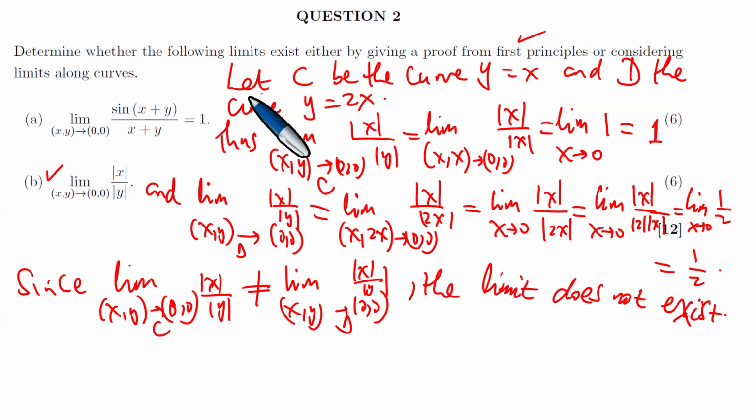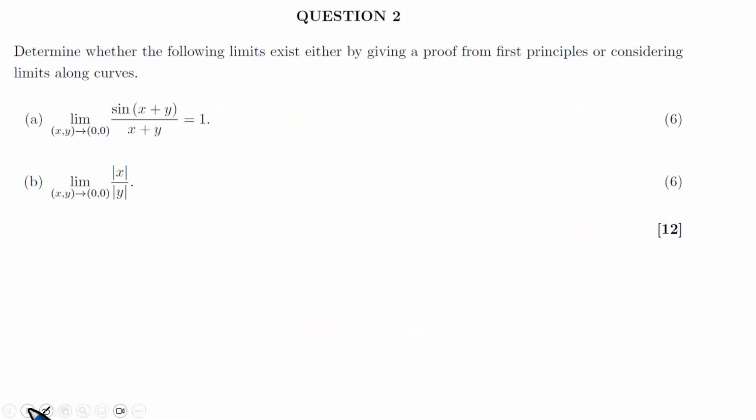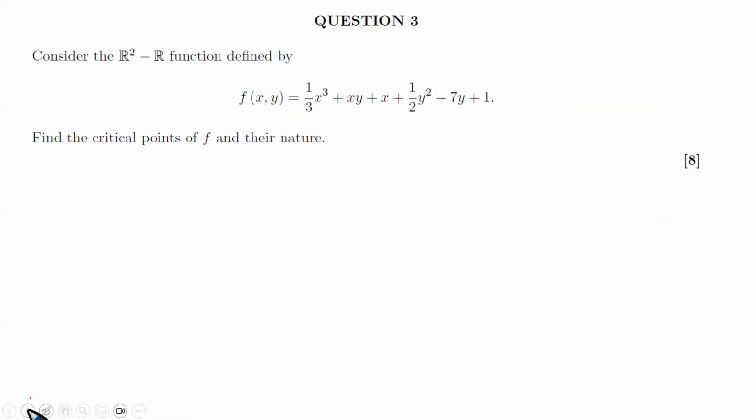So the question: determine whether the following exists, either by giving a proof from first principles or considering limits along curves. We used limits along curves and we showed that the limit does not exist. I believe that is clear enough. Any question? No question, I believe. All right, thank you. Okay, let's leave more space.